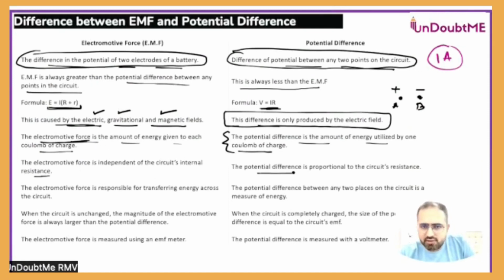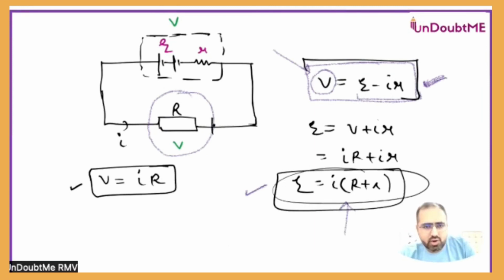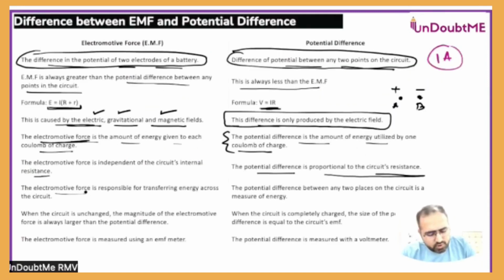While the potential difference of the circuit is dependent on what all elements are there in the circuit. I was saying earlier that this is a general formula and this will be a very specific formula, IR plus Ir. If I put two resistors over here, then the formula for E will change because the potential difference across the circuit will change. Electromotive force is responsible for transferring energy across the circuit. It is the push which helps to push the electrons in the forward direction. As a result, current is produced.